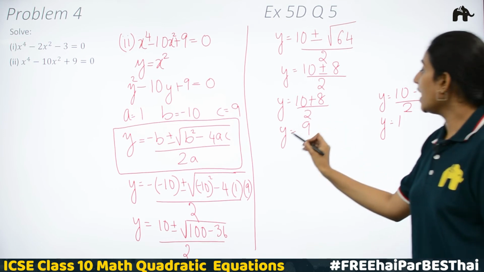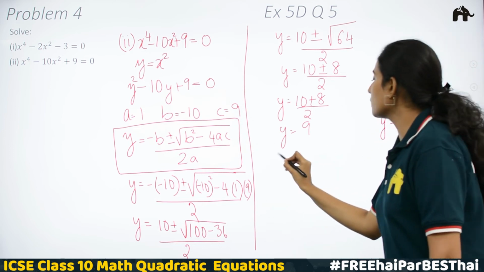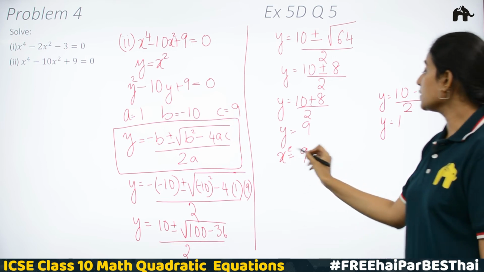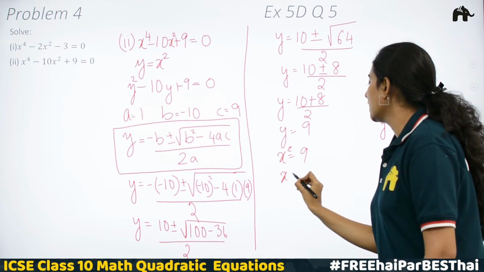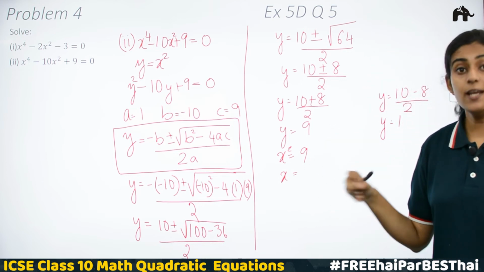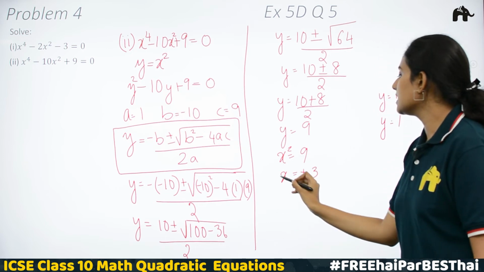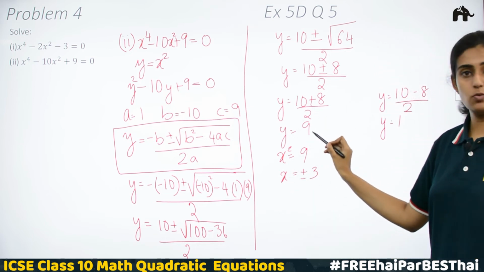Now, y is equal to 9. We have y is equal to x square, which means x square is equal to 9. Okay. X square is equal to 9. Then what is x? Root of 9, plus 3 or minus 3. Plus or minus 3. This is the possible values of x when y is equal to 9.